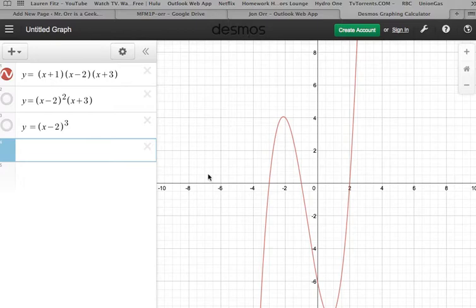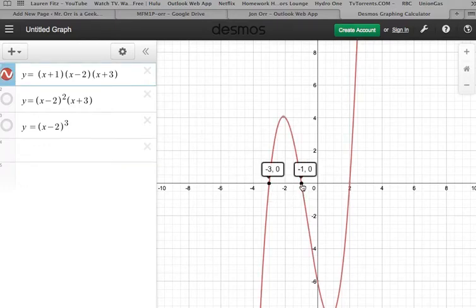Notice it is this cubic. It comes from down, goes up. This one goes down and back up, and it has that end behavior and those opposite end behavior quadrants. Okay. Now notice the placement of the zeros. There's one right here at -3. There's one right here at -1. And there's another one here at 2.